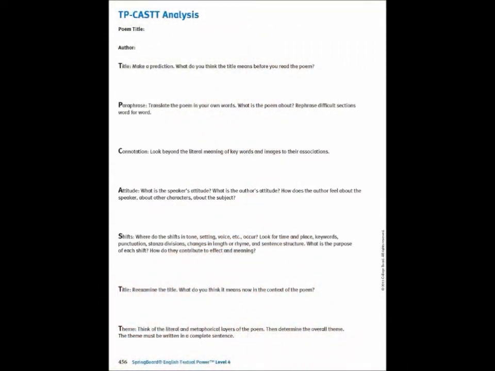Now let's look at what each letter of TP CASTT stands for on your handout. T is for title. You're going to fill out this section before we ever read the poem. P stands for paraphrase. So after reading the poem, you're going to paraphrase what you read. C is for connotation. A is for the attitude of the speaker and the author in the poem. S represents shifts in the poem's tone, setting, and voice. And then the next T will give you a chance to reflect on the title after you have read the poem. The final T is a space for you to write a complete sentence that gives the theme of the poem.